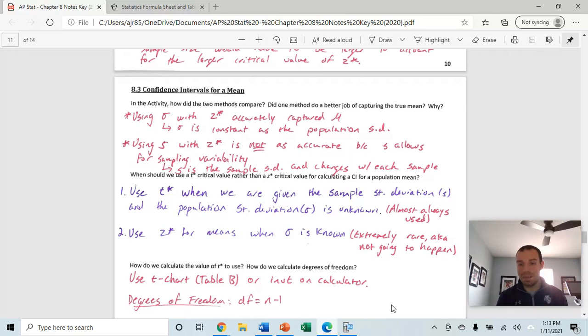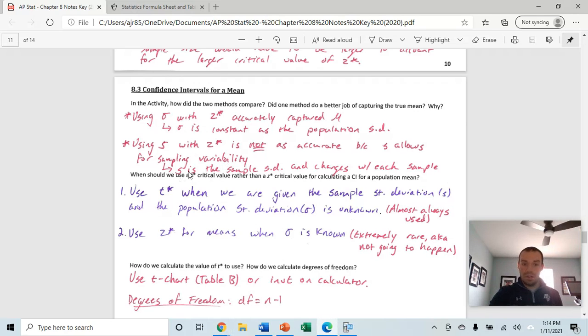Now, most commonly, you do not know the population standard deviation sigma. If you were to know that, you would be using what's called a z interval. That's very, very rare. So most frequently what we'll be using is a t interval. A t interval is the same concept, except it's using the sample standard deviation.